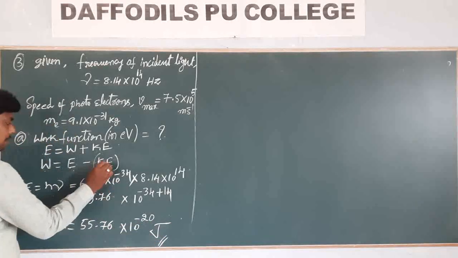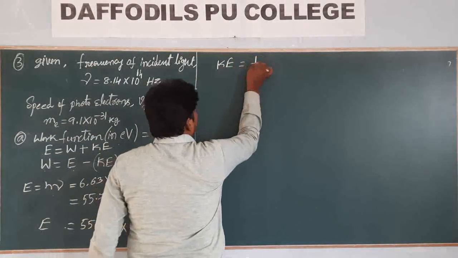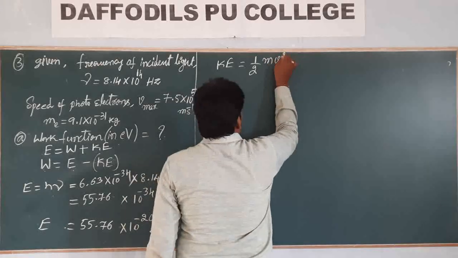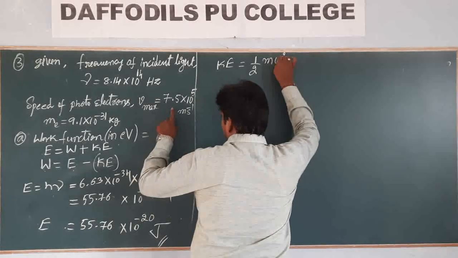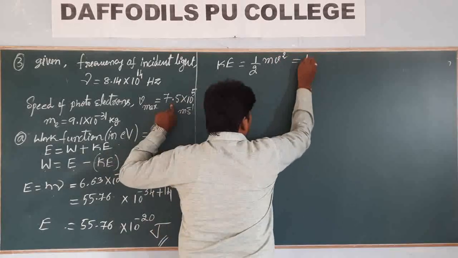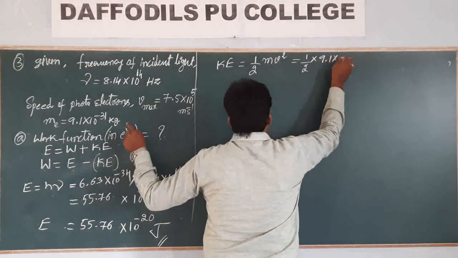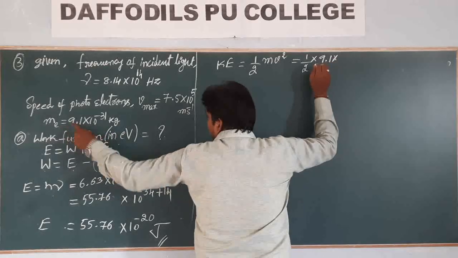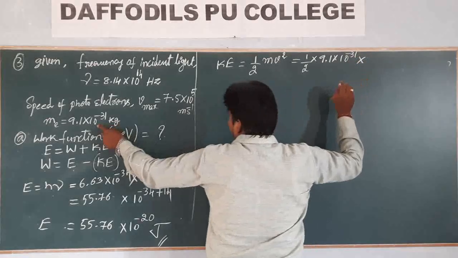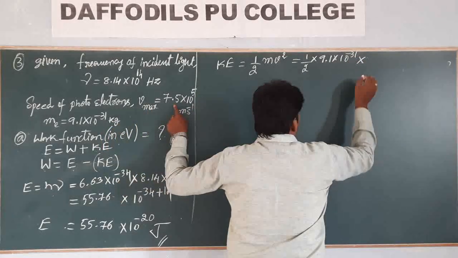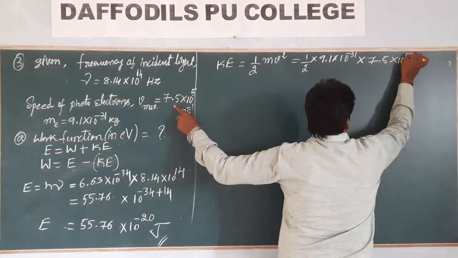Later, what do we need? We have to calculate the kinetic energy also. Kinetic energy is equal to half mv square. M is the mass of the electron, and v is the velocity or speed of the electron. Have they given the speed? Yes, they have given. Substitute those two. Half into the mass of the electron, 9.1 into 10 to the power minus 31, into the speed of the electron, 7.5 into 10 to the power 5 meter per second.